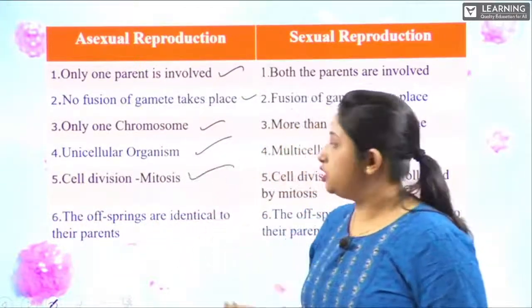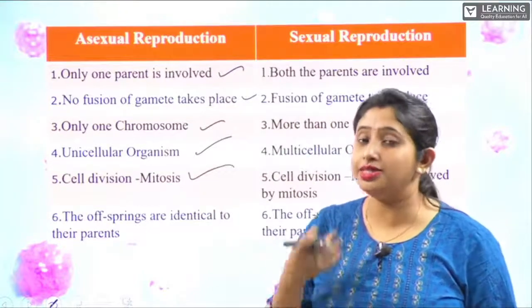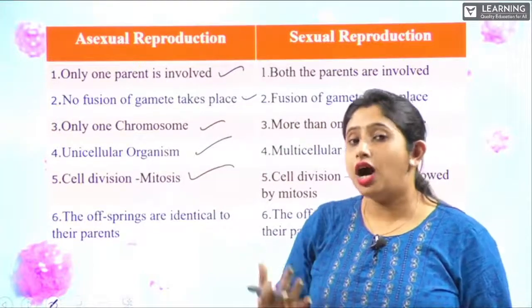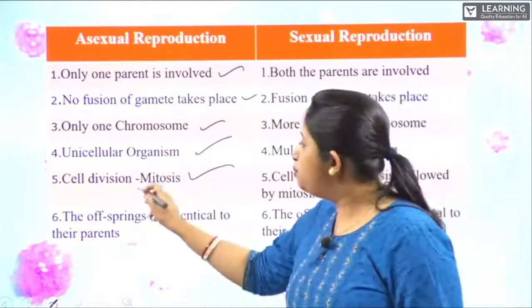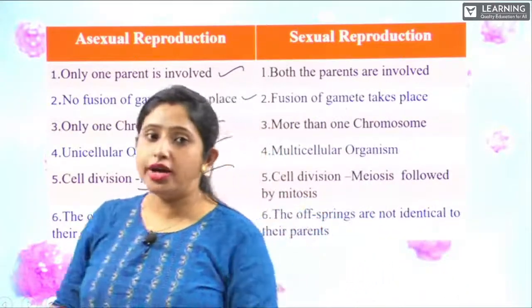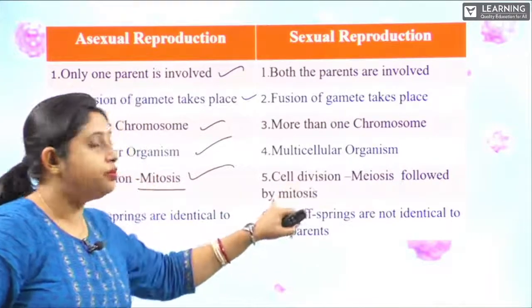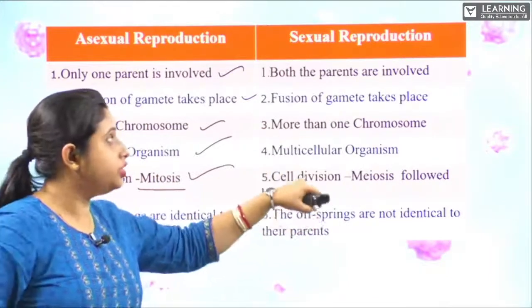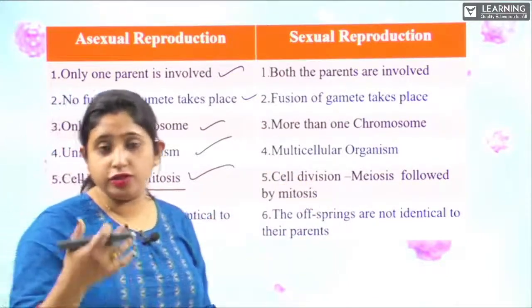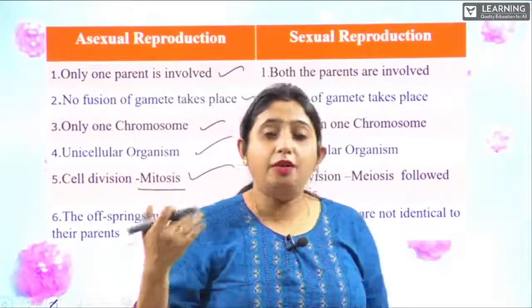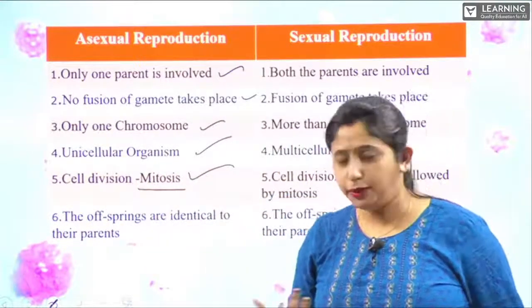So cell division, how does the cell divide? The cell needs to divide, right? So how does the cell divide? Following mitosis. The cell divides by following mitosis, whereas in sexual reproduction meiosis is followed by mitosis. We will study about mitosis and meiosis in the next chapter, okay?